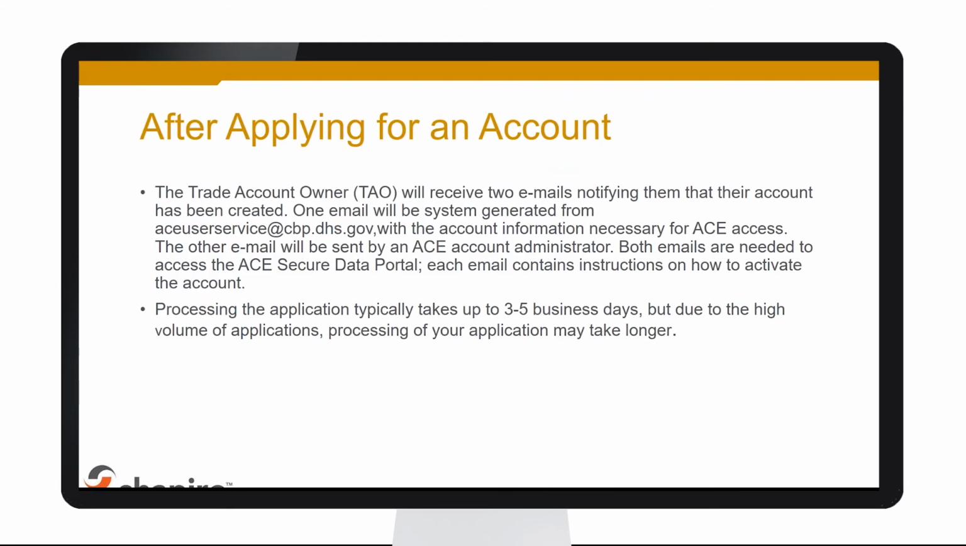Once the application has been approved, the trade account owner will receive 2 emails. One email is a system-generated message containing a link to retrieve your temporary password, and the second email will be sent by an ACE account administrator, which contains the shared secret for the trade account owner. You will receive both emails. You will need both emails to access the password retrieval link.